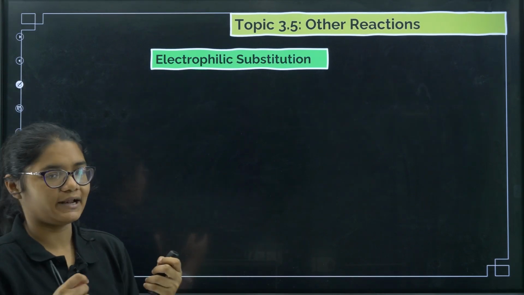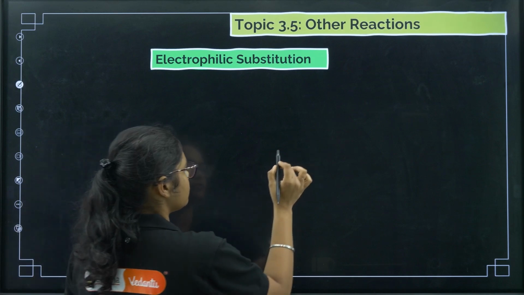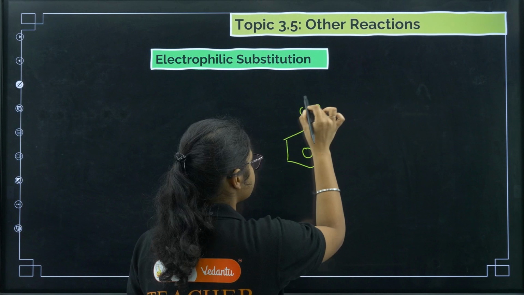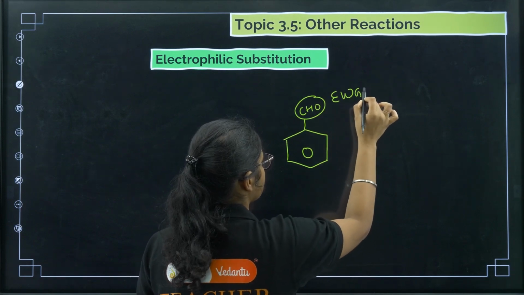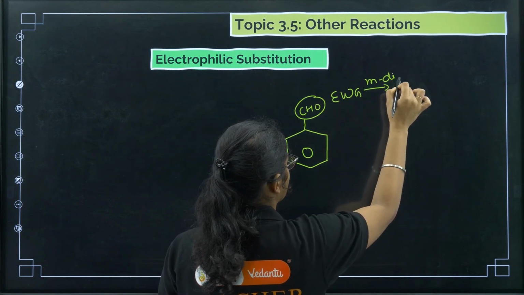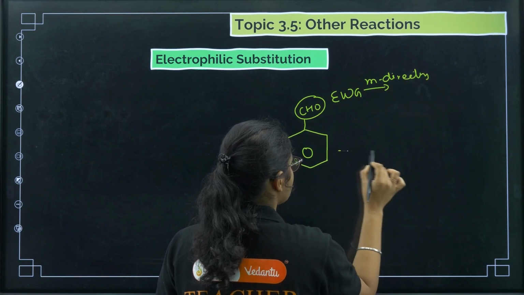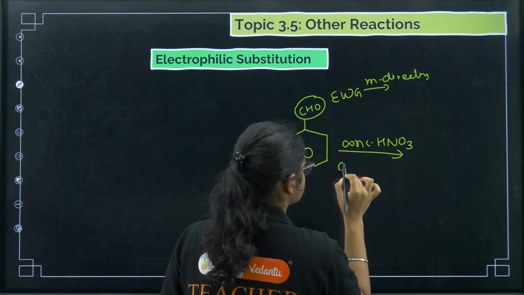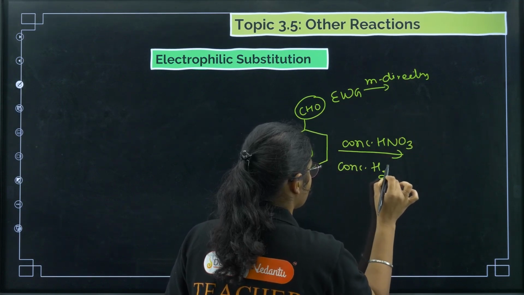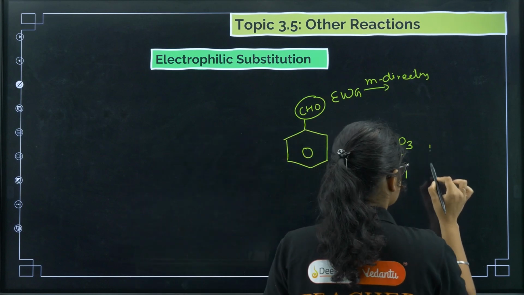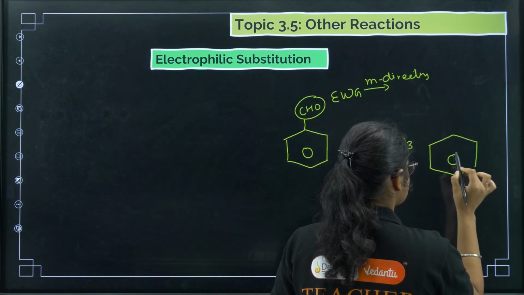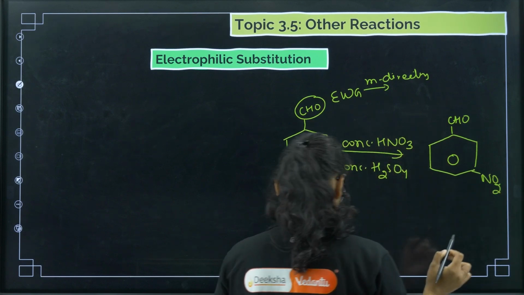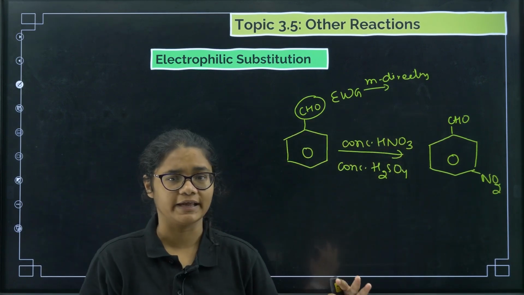Okay, next coming to electrophilic substitution reaction. So here if you remember one more important thing, the CHO group is an electron withdrawing group, so it will be a meta directing group. Now suppose, for example, we treat it with concentrated HNO3 and concentrated H2SO4. This reagent is for nitration, so we will get CHO, and at the meta position we will get NO2.